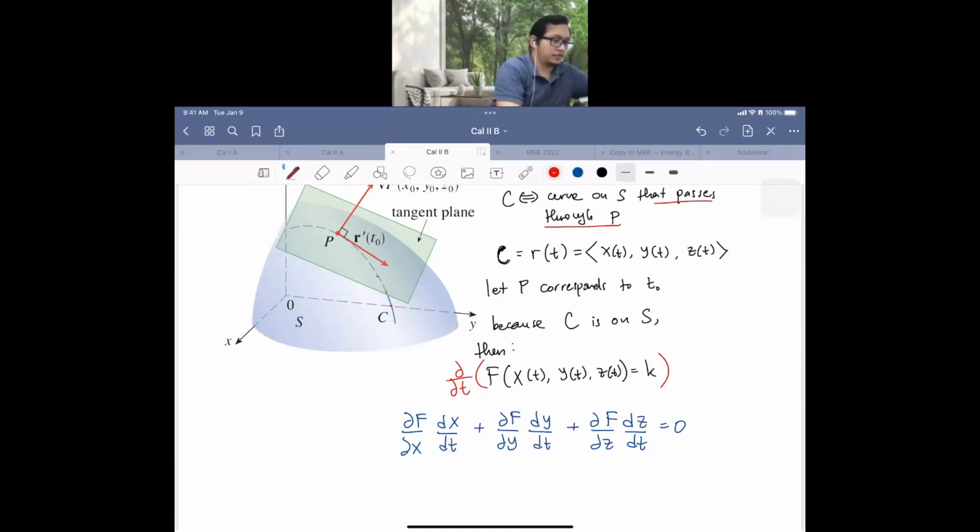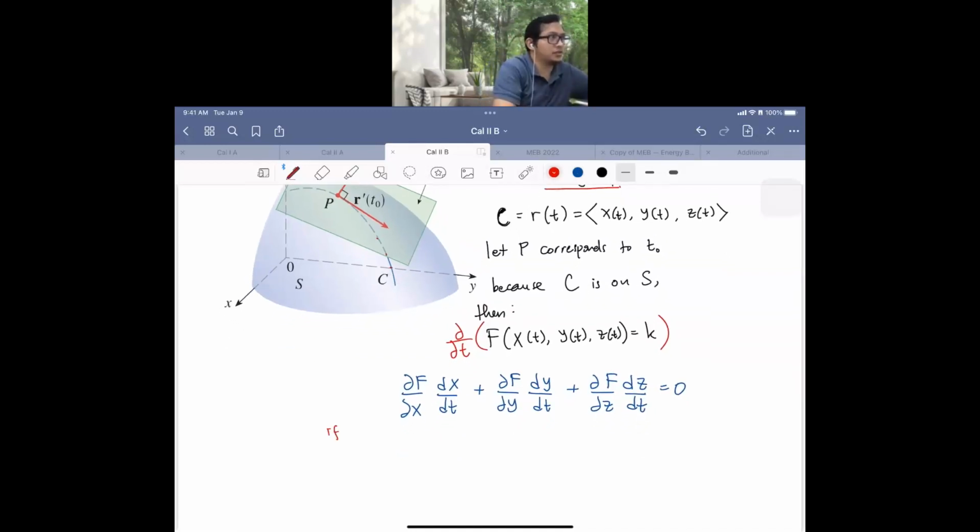So if x, y, z are differentiable functions of t, and f is also differentiable, then we can have this chain rule.